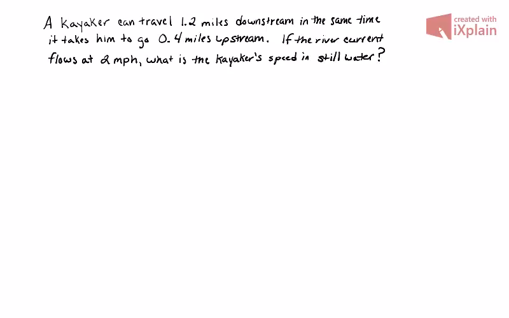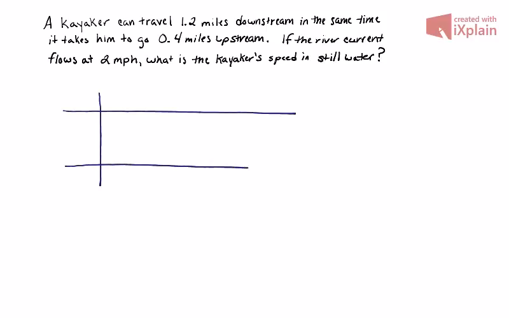Okay, so let's begin. I'm going to go ahead and create a table, and from this table, I will populate some information. I do note that this problem is talking about two cases. One of these cases is going upstream, and the second case is going downstream. So let's just jot these two cases in.